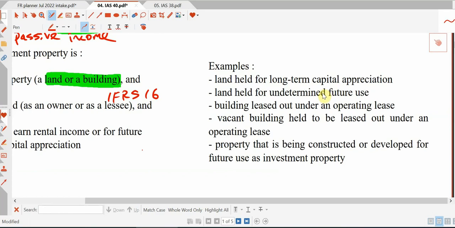Okay, so private companies can have this. They are so rich, they buy land, they don't know what to do. But in fact, this is actually more common for government. They are holding land, but they do not know what to do with the land.